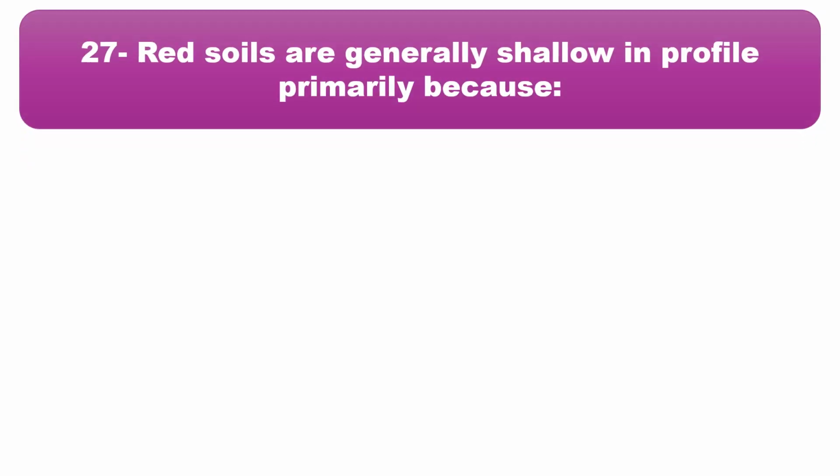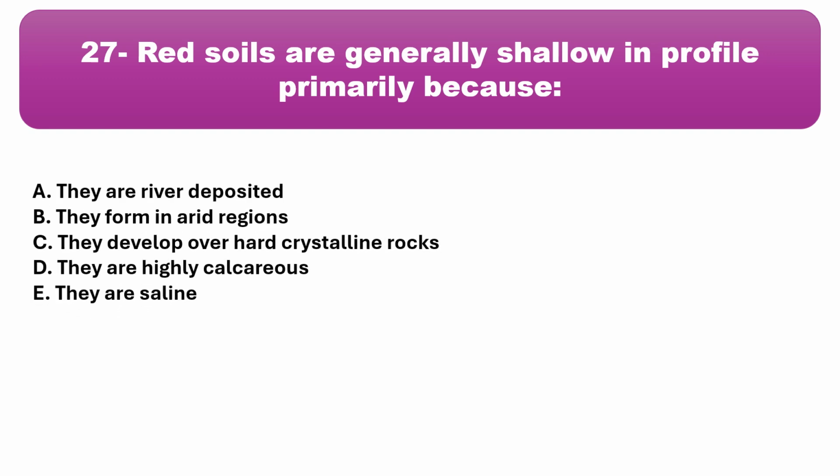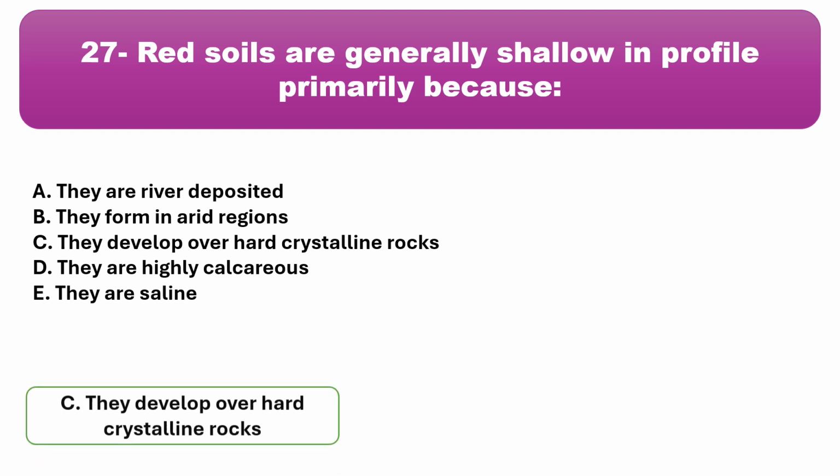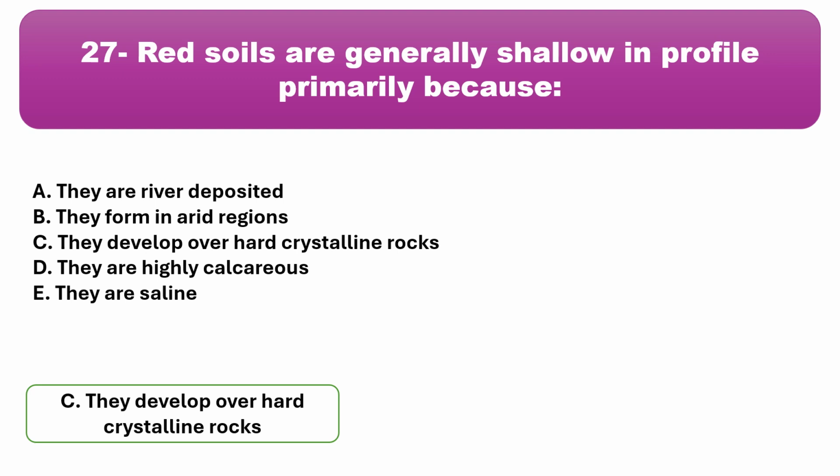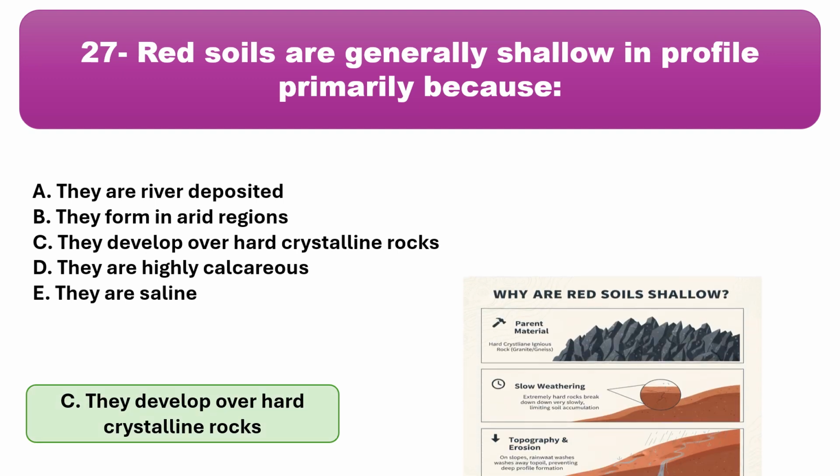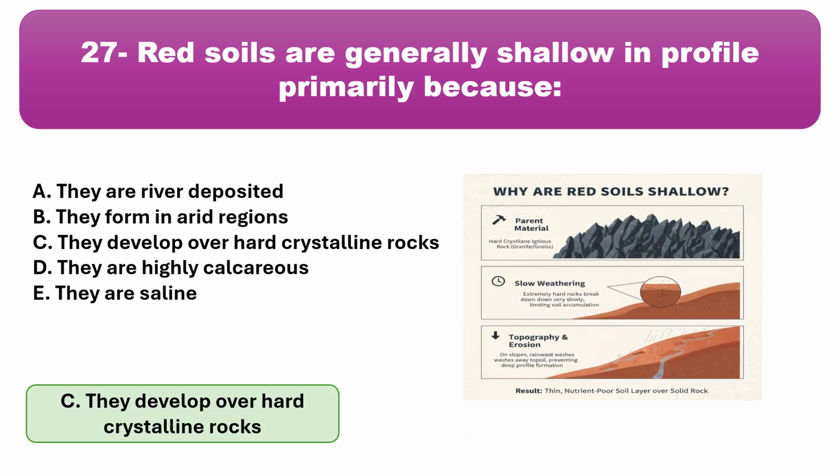Next question. Red soils are generally shallow in profile primarily because they are river deposited, they form in arid regions, they develop over hard crystalline rocks, they are highly calcareous, or option E, they are saline. The correct answer here is they develop over hard crystalline rocks. That's why they have shallow profile in nature. Due to the hard parent material, the profile is very shallow in red soils when compared to other soil profiles.